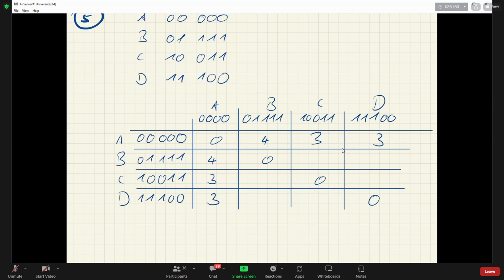Then we have to compare B and C. There we have a Hamming distance of 3 as well. And we have to compare finally B and D and C and D. So B and D, we have a Hamming distance of 3. And C and D, we have a Hamming distance of 4. So we always have a Hamming distance of at least 3 for this bit pattern.